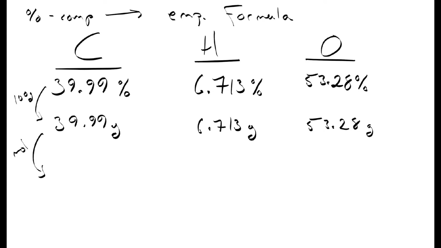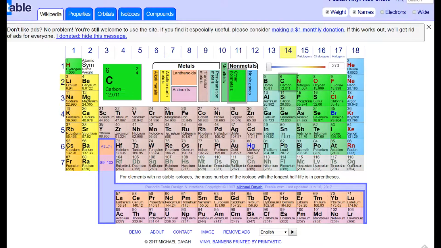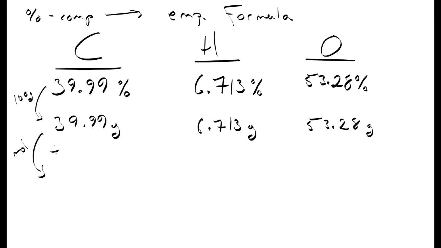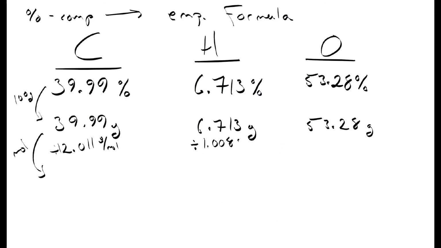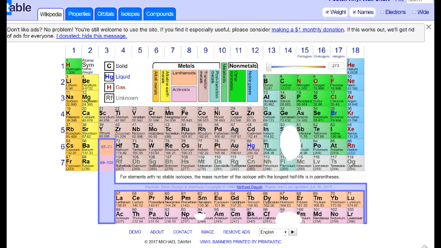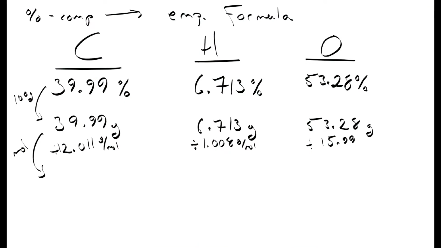So that means you flip over to the periodic table. And first up we have carbon, which is 12.011 grams per mole. So divide by 12.011 grams per mole. This one we're going to divide by 1.008 grams per mole. And oxygen is 15.999 grams per mole. And when you do that, the numbers you get are, for carbon, 3.33 moles. For hydrogen, you get 6.66 moles. And for oxygen, you once again get 3.33 moles.